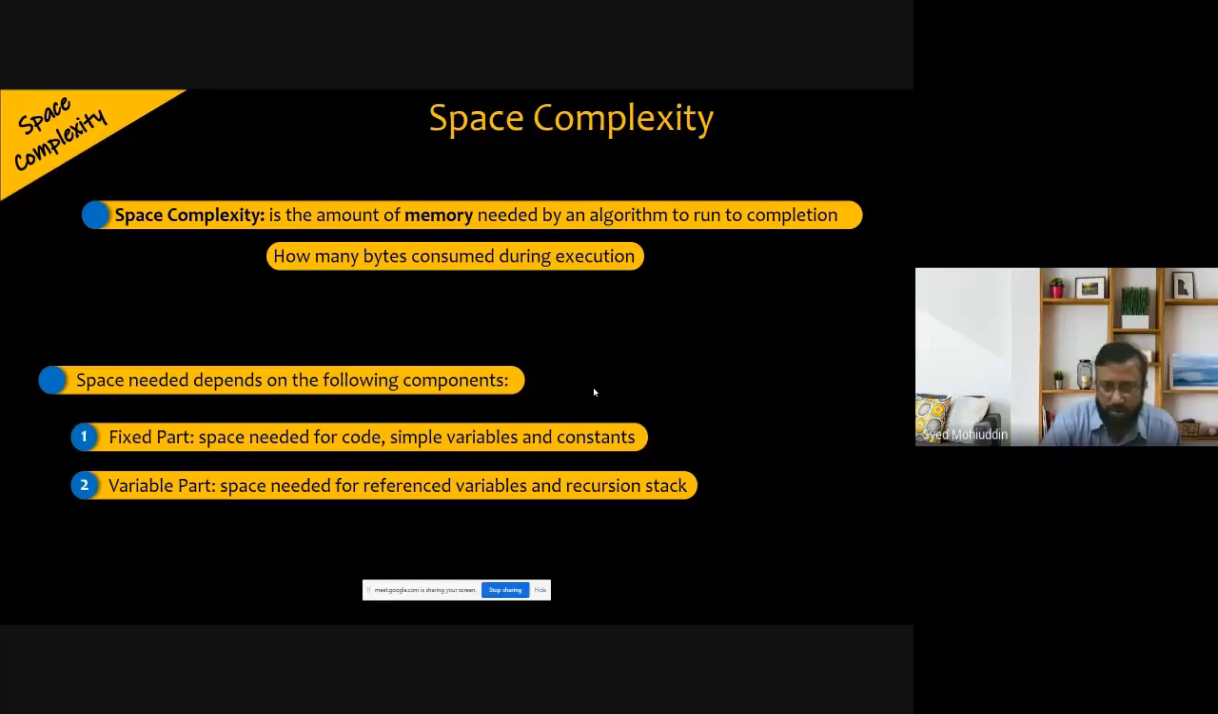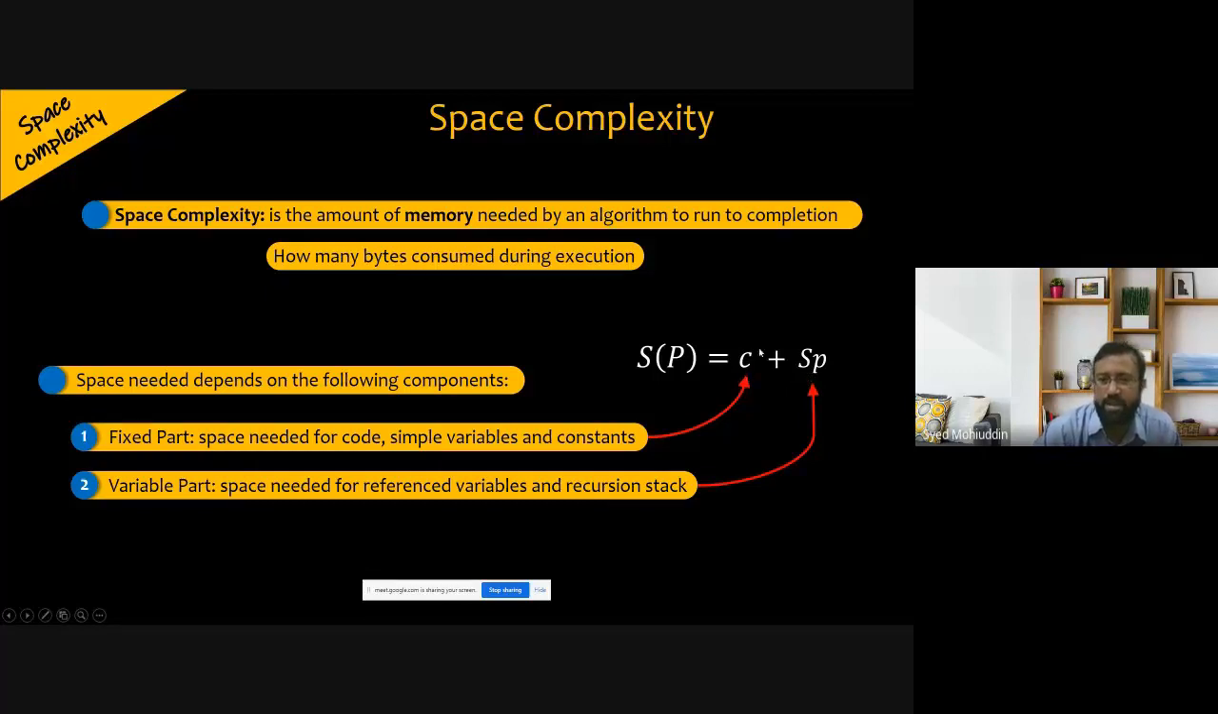Now, using these two components, the fixed and variable part, we have a formula: SP. S is nothing but space, and P is capital P. So the space needed, or space complexity, for this problem P is equal to C, the fixed part, space needed by the fixed part, plus the space needed by the variable part.